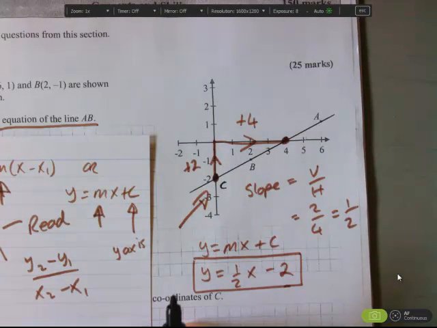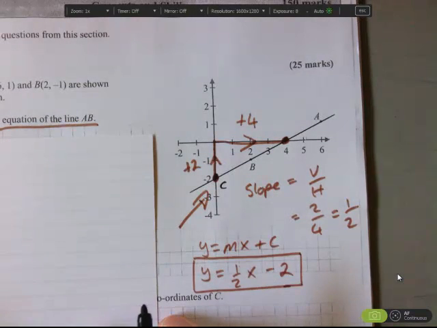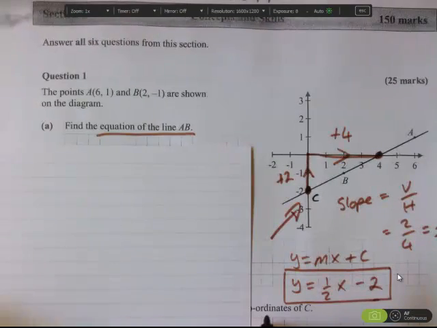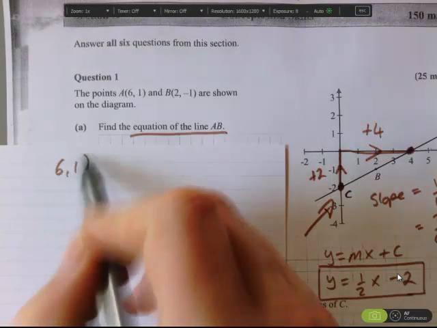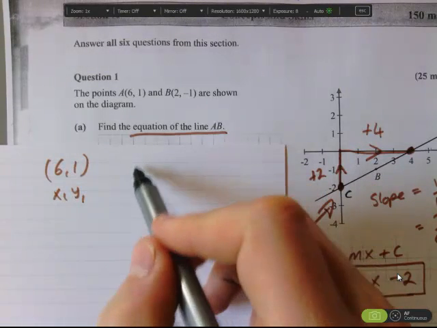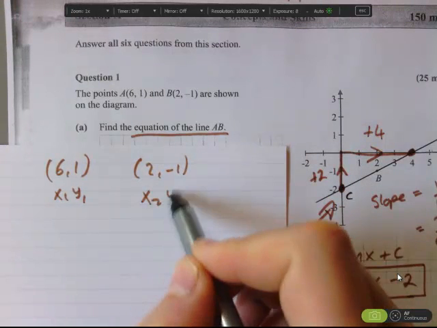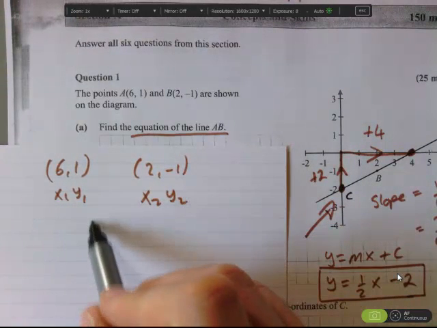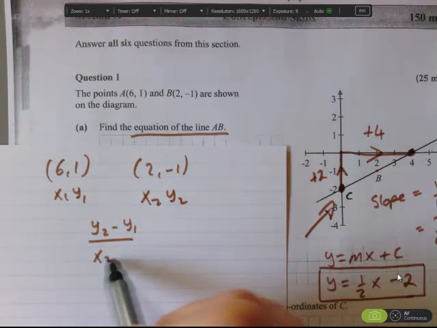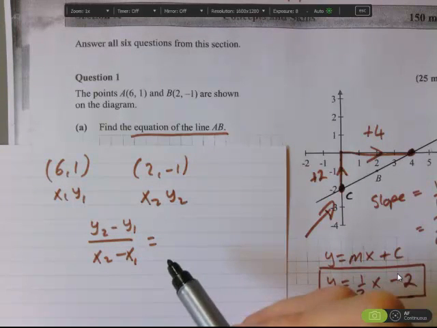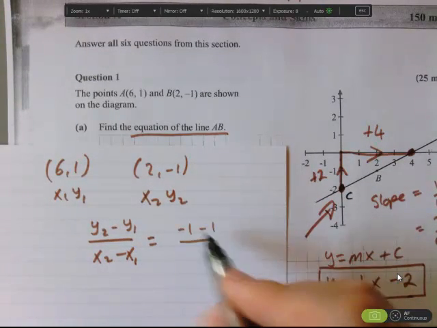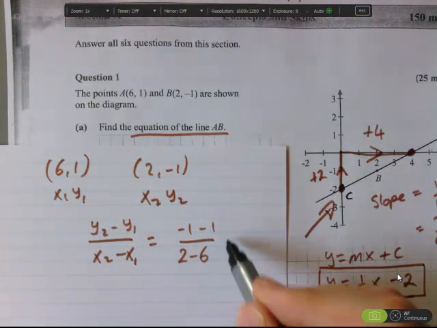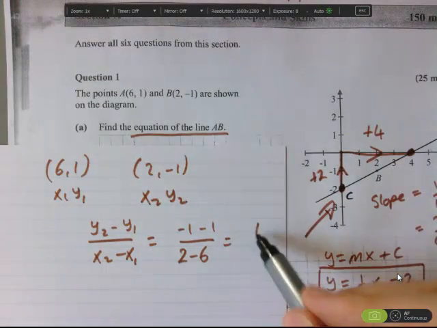Okay. So what if you decided to do it the other way? What if you decided to base it all on formulae? I'm just going to slide this over a little bit here so I've got some space. So you could have taken the 2 points, so 6, 1 is x1, y1, and the other point is B, which is 2, minus 1, x2, y2, and you could have used the slope formula. So y2 minus y1 over x2 minus x1. Filled it all in. Minus 1 minus 1 over 2 minus 6. Into your calculator and let it simplify it, you'll get a half.